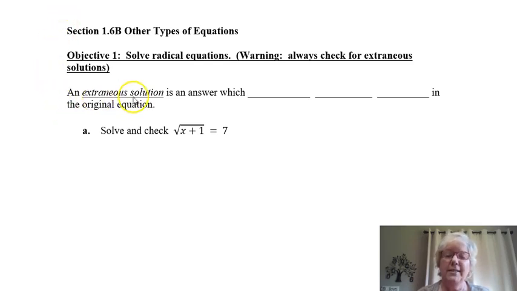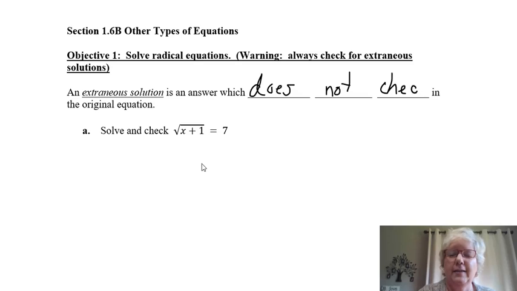An extraneous solution is an answer which does not check in the original equation. With this type of equation, radical equations, it is possible that you could get an answer or two that will not check in the original problem. So you will need to be sure and check all solutions.